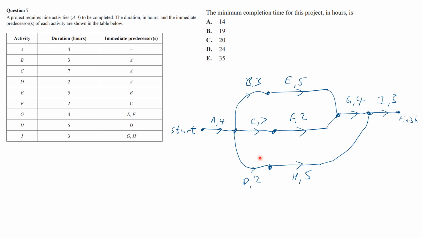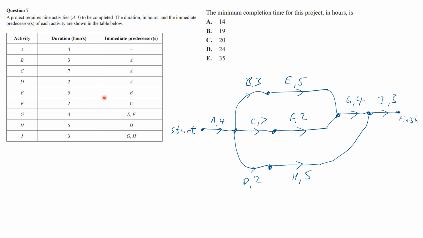Okay, here's my rather wonky diagram. It doesn't have to be perfect for the exam, you're not being marked on that. But here we've got A, because it's the only one with no immediate predecessors, and then we've got B, C, and D, because B, C, and D all have A as immediate predecessor.